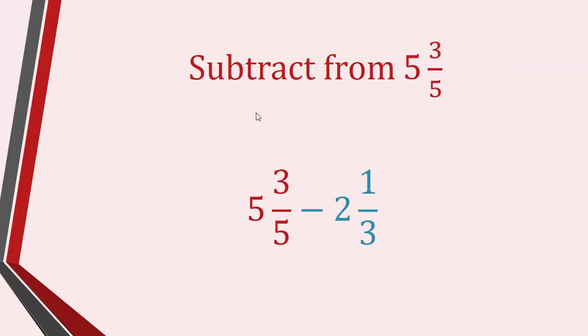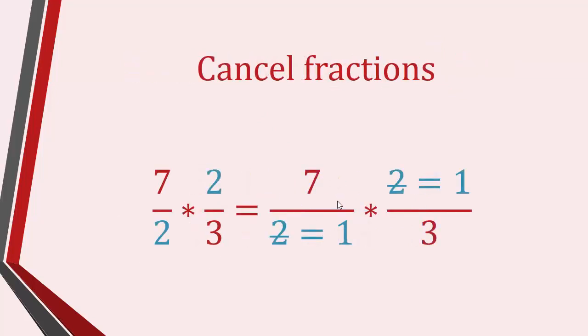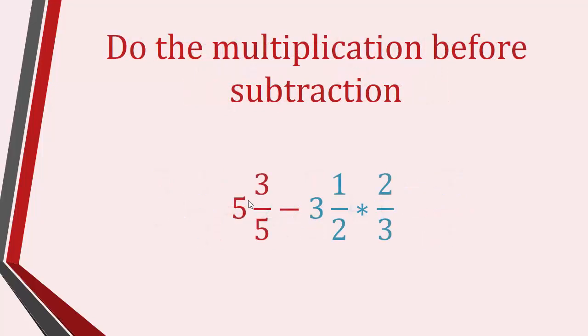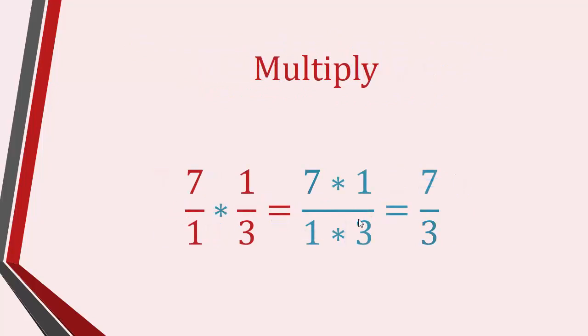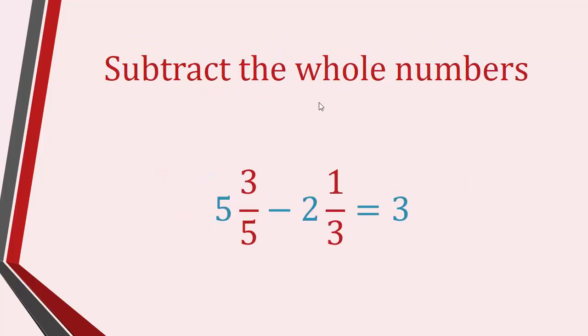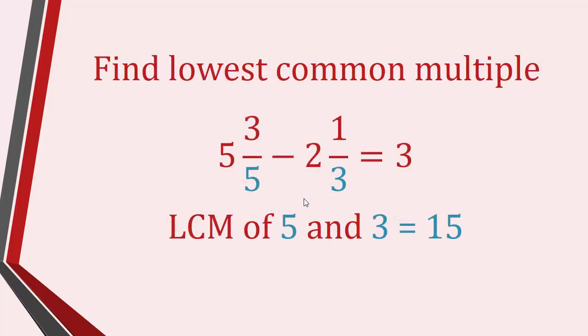Subtract from 5 3/5. 5 3/5 minus 2 1/3. So the 5 3/5 was in the original fraction right here. 5 3/5 minus is here, so we have converted that now. So subtract the whole numbers. 5 minus 2 equals 3. Now we have 3/5 and 1/3 to solve.